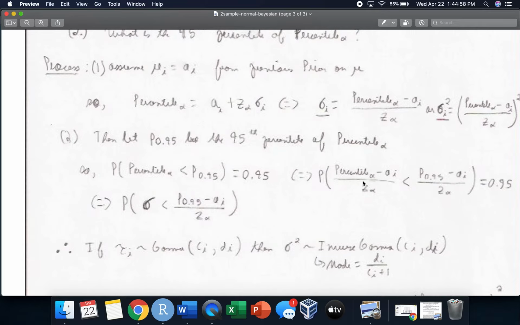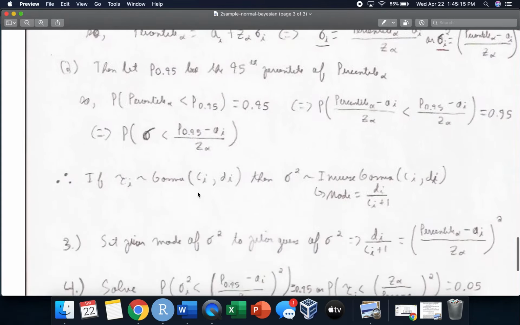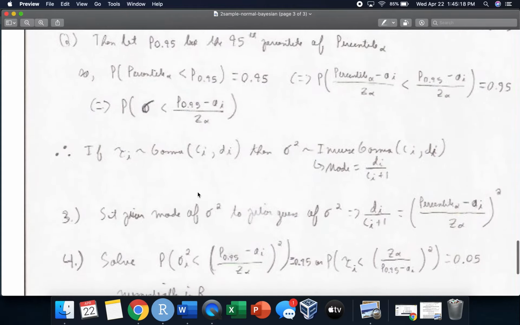To normalize it, we set it up exactly like sigma, because we want sigma squared on this side. So we do minus A over z alpha on both sides. Now we end up with the probability that sigma is less than this item. Before we start trying to figure out how to solve that, we take a step back and realize that tau follows a gamma for the prior, which means that sigma squared follows an inverse gamma, because tau equals 1 over sigma squared. Then the mode, or best guess, with inverse gammas is different. It would be d over c plus 1.